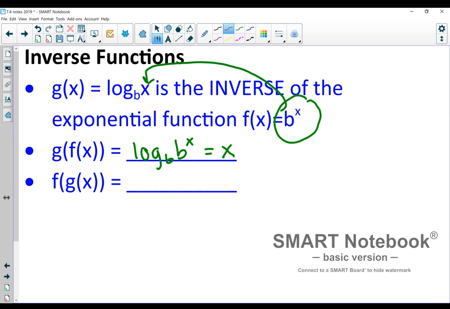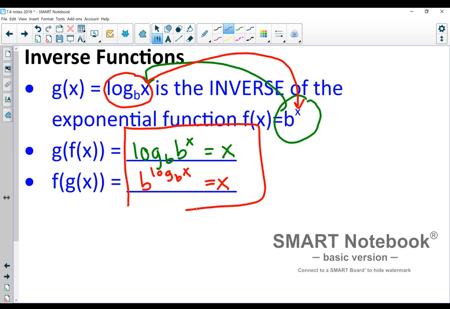Now, if we worked the reverse method on this, I could take this log base b of x, and I'm going to substitute it into my other function, into f, where my x is. So now I'm putting g inside f, and then I would get b raised to the log base b of x power equals x. So the inverse functions, those definitions are going to give us these log properties. So these are log properties we can use.